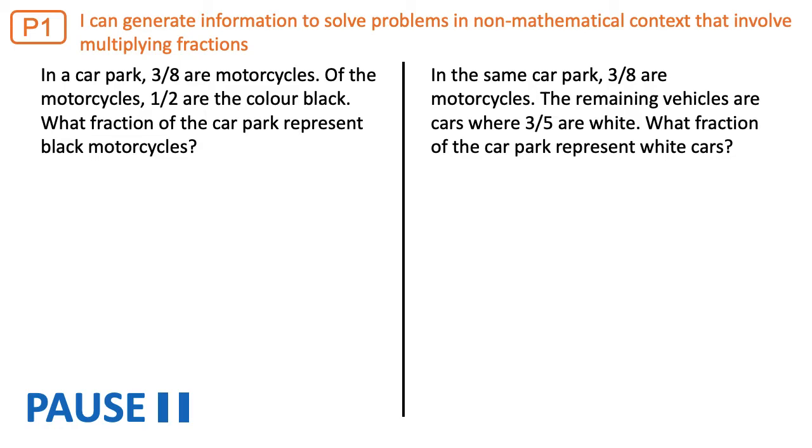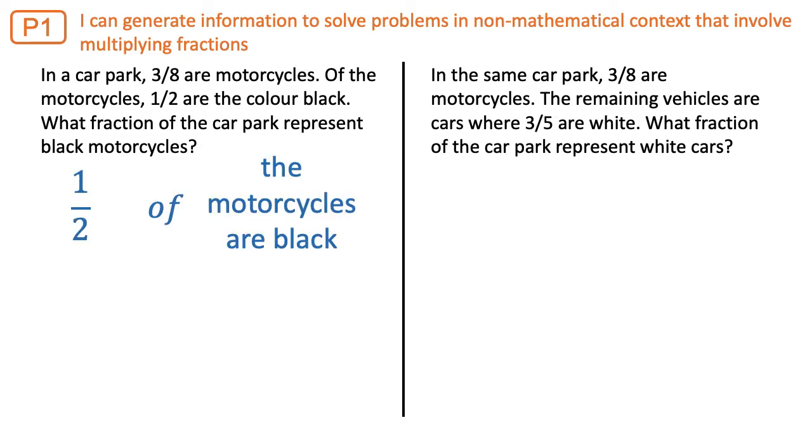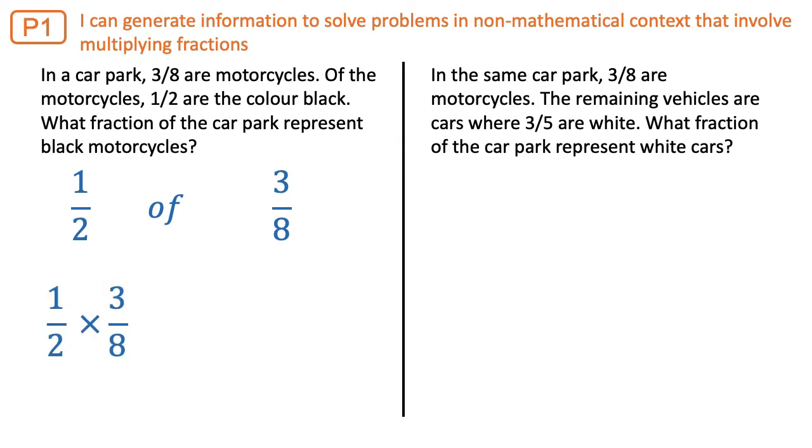Okay, half of the motorcyclists are black. Motorcyclists represent 3/8, so we are finding half of 3/8. The calculation would therefore be a half multiplied by 3/8. 1 times 3 and 2 times 8 gives us the final fraction of 3/16, or 3 out of 16.